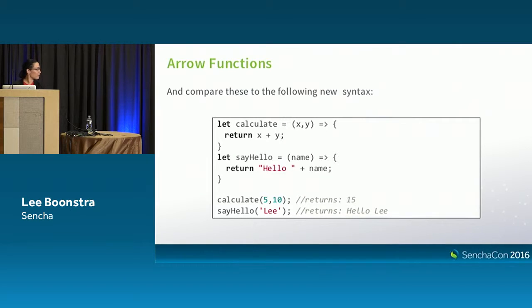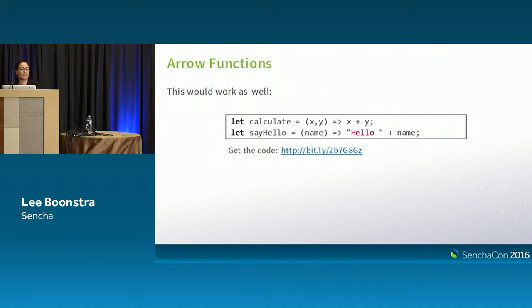I could say let calculate, and then instead of writing down function, I just start with the parentheses, the x and y, and then I create this arrow, and then the body of the function, which is return x plus y or return hello name. Or I can write it on one line. So that saves you from typing. So now in this case I just start with the parentheses x, y, arrow x plus y, because it knows whatever is in the function body should be a return statement.